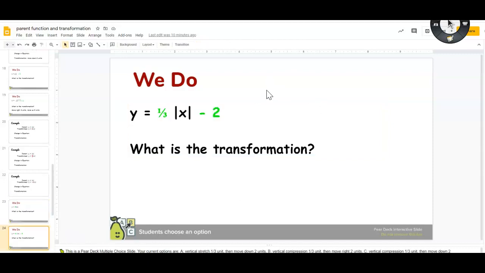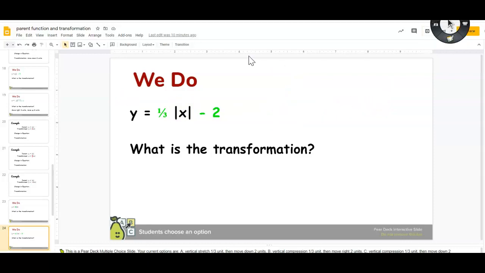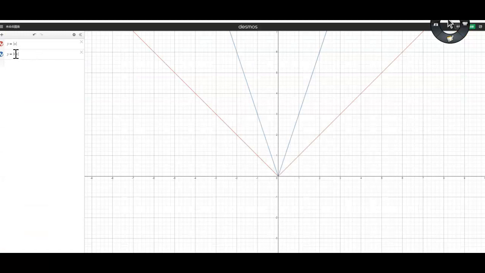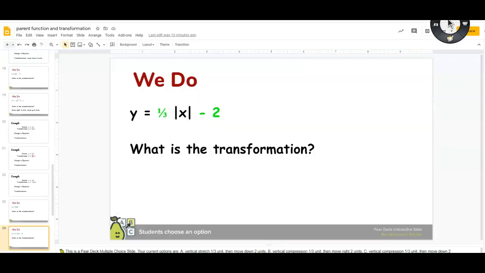Next example. In this baby equation, what kind of transformation happens on the parent picture? First you have to look for the parent equation. It is y equals what? Look at your baby equation, and the most basic function is here, the absolute value of x. So now we're going to put both of the equations in and graph them and look at the difference between them. So the baby equation becomes 1/3 and minus 2 outside. Let's see if this is right. Yes.